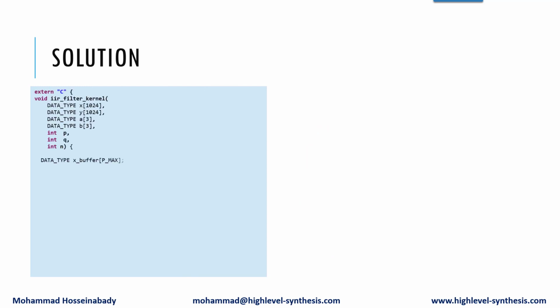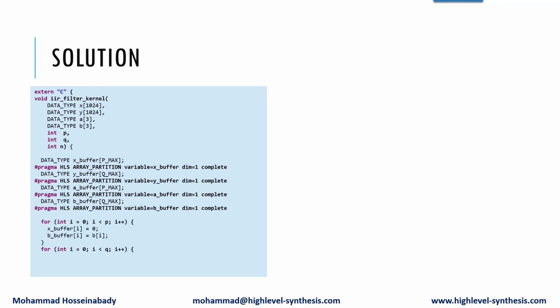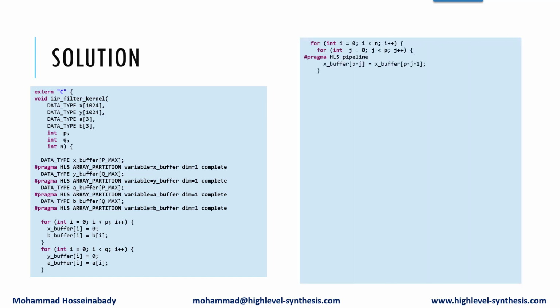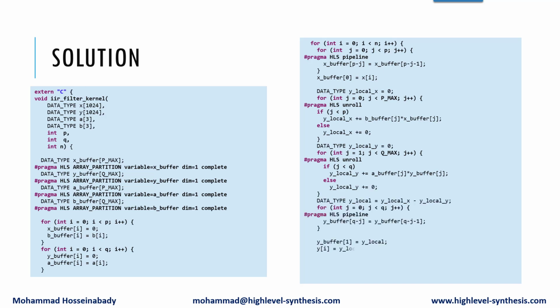So, in the code, first we define the shift registers and then initialize them with data. Now we should write the IIR code. This loop reads the input value and shifts it into the X buffer. Then we use 2 unrolled loops to implement the IIR calculation. Note that here I have assumed that the filter orders are less than Pmax and Qmax. Finally, we should update the Y buffer and send out the output data.